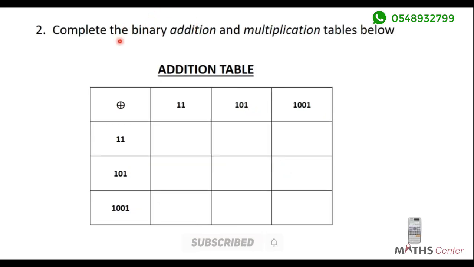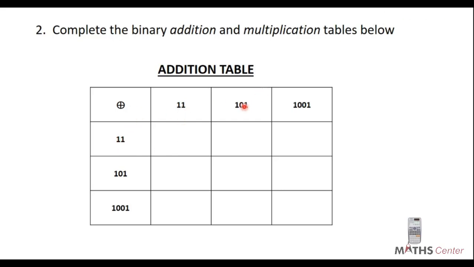So you are being told to complete the binary addition and multiplication table below. So we have this one as binary. Remember, whenever you see binary, it means base 2. So we are doing this addition in base 2. So just as we did when we were doing addition in number bases, all you need to do here is in this particular box, you are going to have 11 plus 11. You write the answer here.